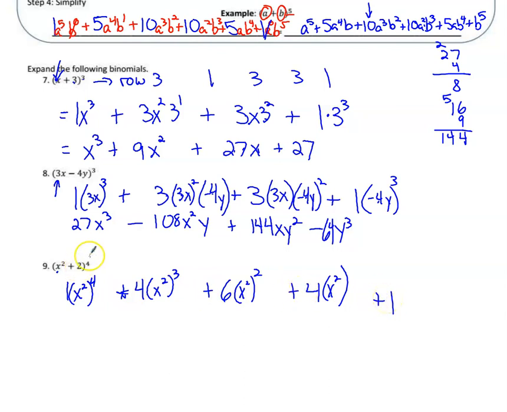This one's 2 to the 4th is at this end, so I'm going to go ahead and start over here and work backwards. 2 to the 4th, 2 to the 3rd, 2 squared, 2, and 2 to the 0 you don't have to write.